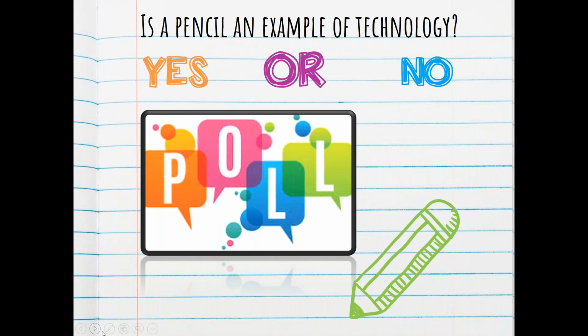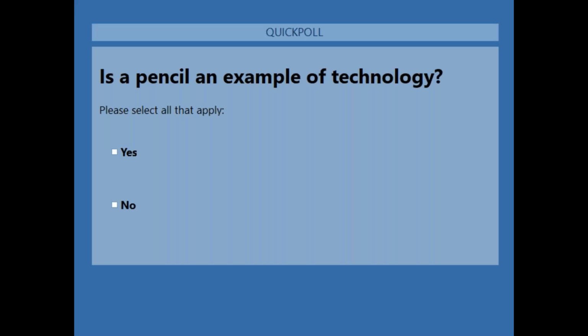And once again, we're going to start this section with a poll. Is a pencil an example of technology? Yes or no? So Tiffany is going to launch the poll and you can vote for whether you think a pencil is an example of technology by selecting yes or no. And again, if you're unable to vote, please go ahead and put your response in the questions box.